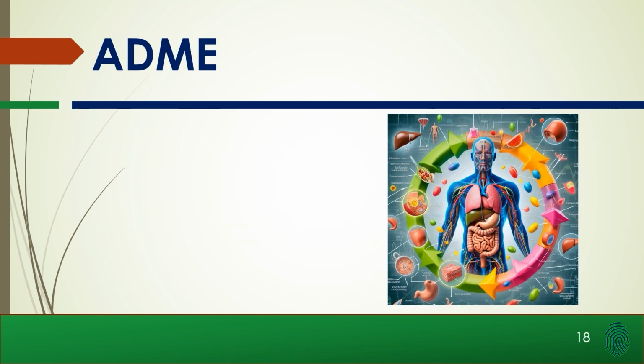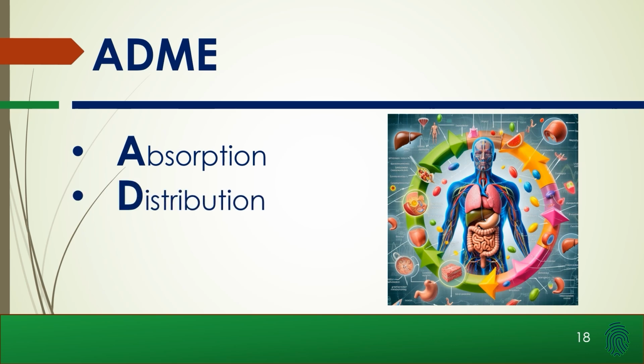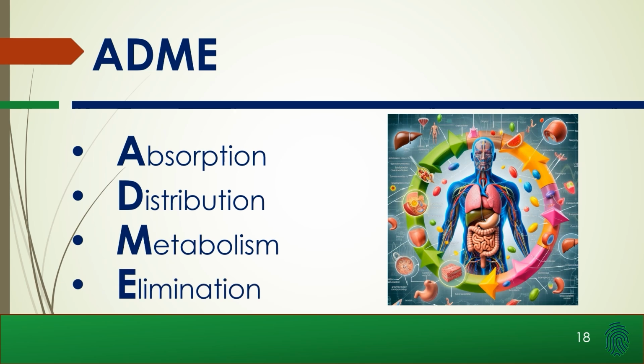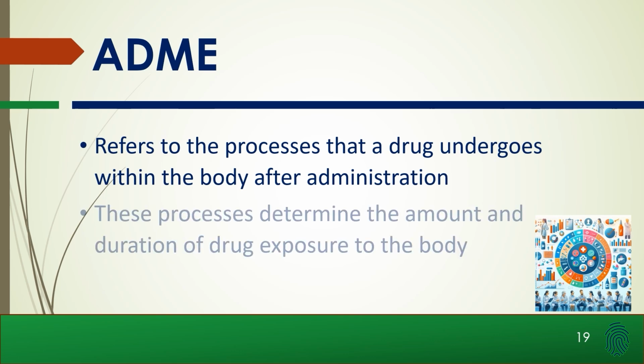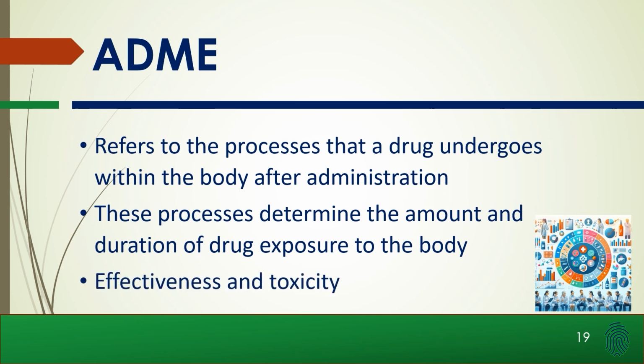Now let's dig into ADME. Starting with A, absorption, D, distribution, M, metabolism, and E, elimination. ADME refers to the processes that a drug undergoes within the body after administration. These processes determine the amount and duration of drug exposure to the body, as well as its effectiveness or toxicity.